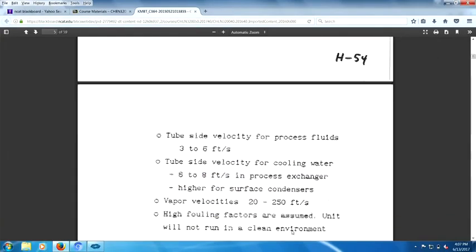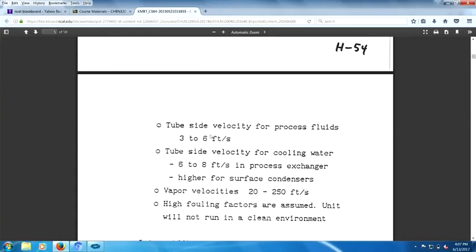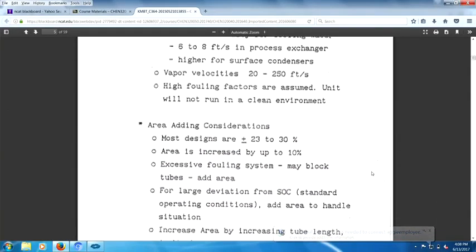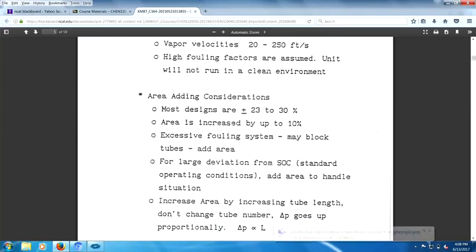Anyway, so you're looking for velocities around 6 feet a second, 8 feet a second. Now, if you're dealing with vapors, 20 feet a second is pretty low. 100, 200, even 250 feet a second is not unusual. Fouling factors are assumed. The unit will not run clean. Got that? If you assume high fouling factors, you will have high fouling factors. Most designs are plus or minus 30%.